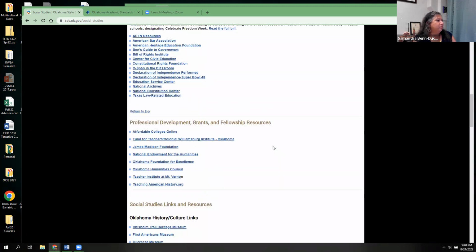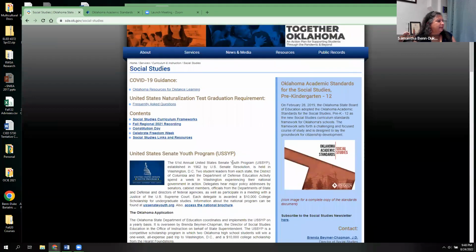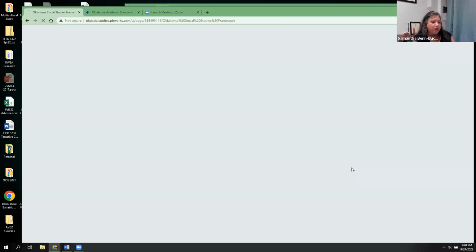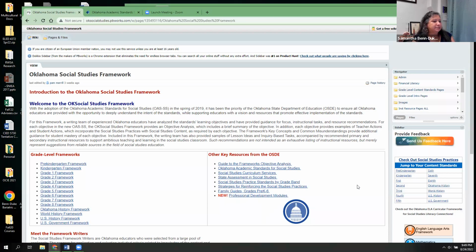Now, like I said, we're going to look more specifically at the curriculum frameworks. The frameworks go along with the academic standards, and they are developed to give you some more specific information, such as resources, but also how to frame things, how to help set things up for your courses. Let's again look at 5th grade. We'll take the 5th grade framework.